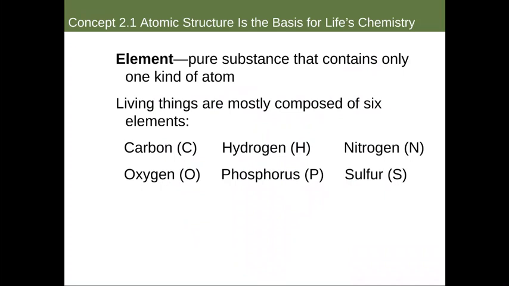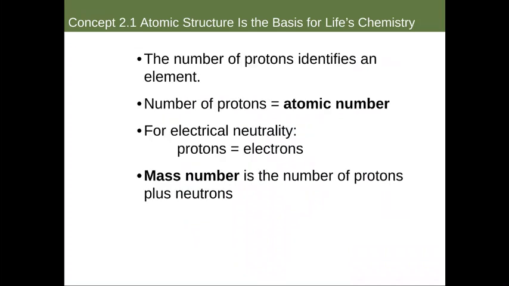When we look at elements, an element is a pure substance that contains only one kind of atom. In living things, we typically find 6 elements making up the bulk majority. There are 94 total, but these 6 are the primary ones: carbon, hydrogen, oxygen, phosphorus, nitrogen, and sulfur. When we need to identify different elements, we can use the atomic number.